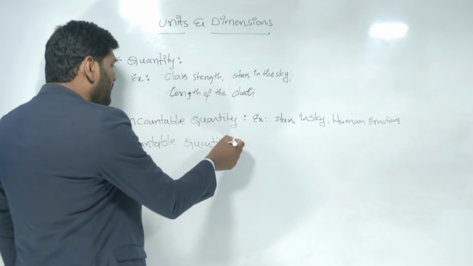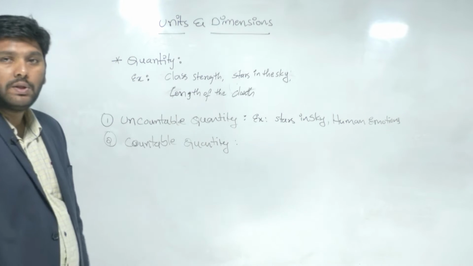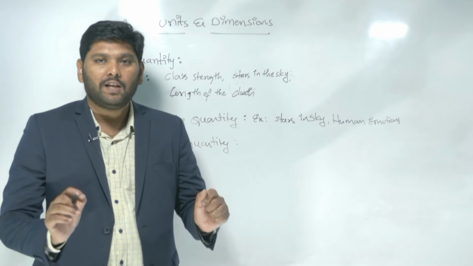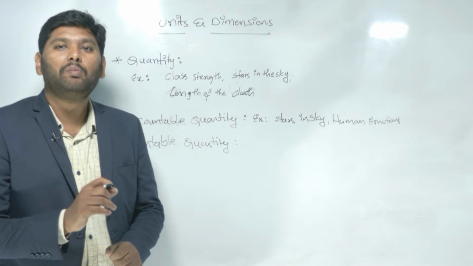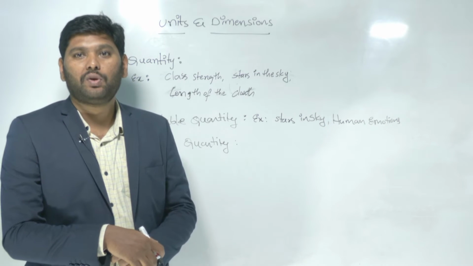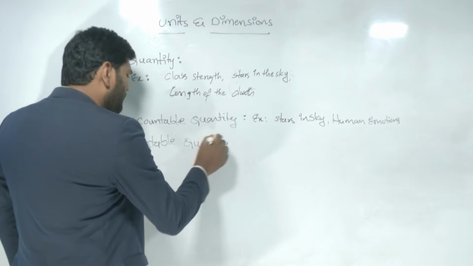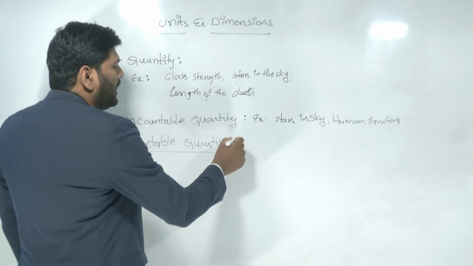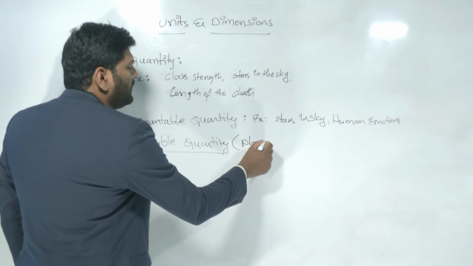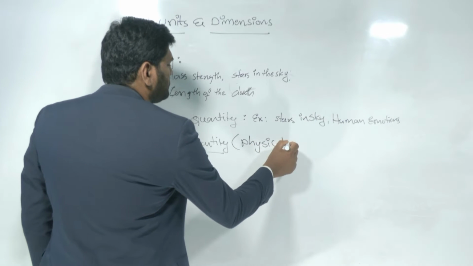And coming to the countable quantity. A countable quantity means any quantity which can be measured by an instrument. For example, this countable quantity is also known as physical quantity.